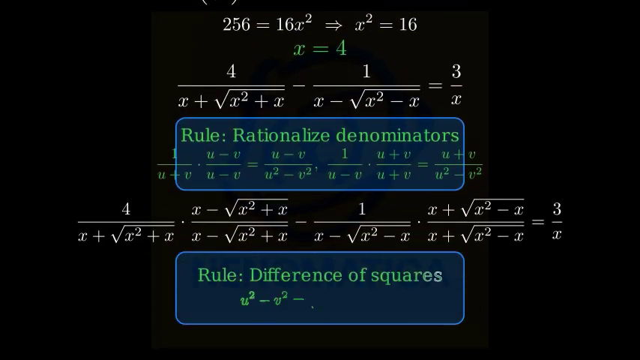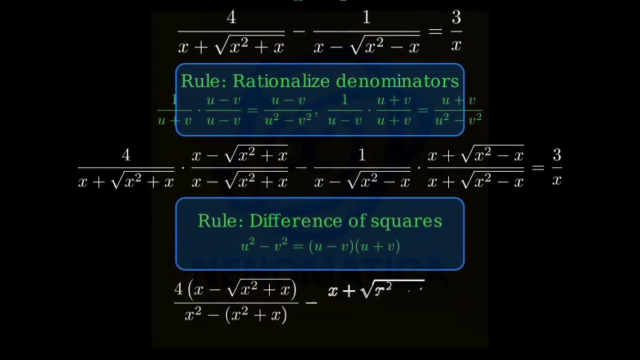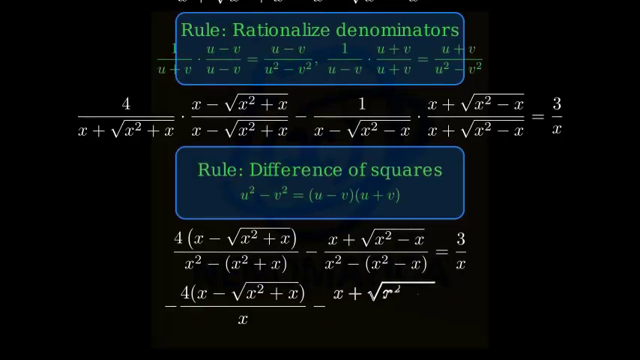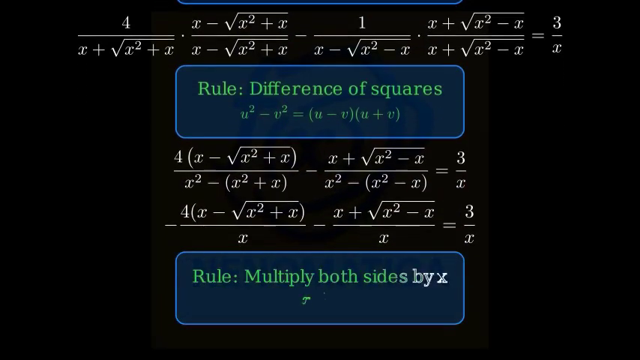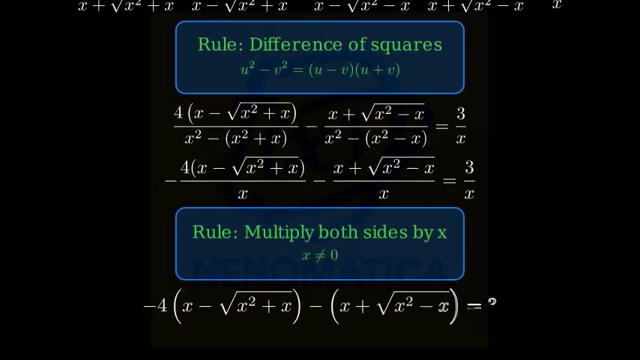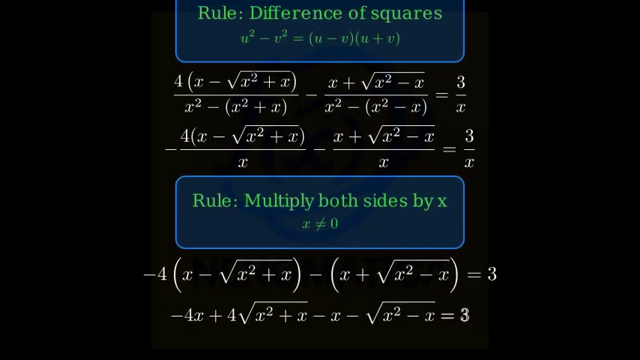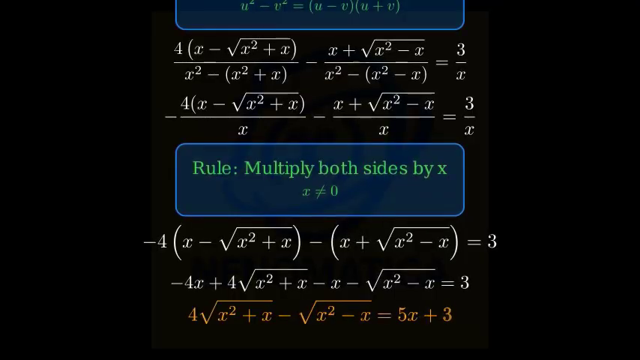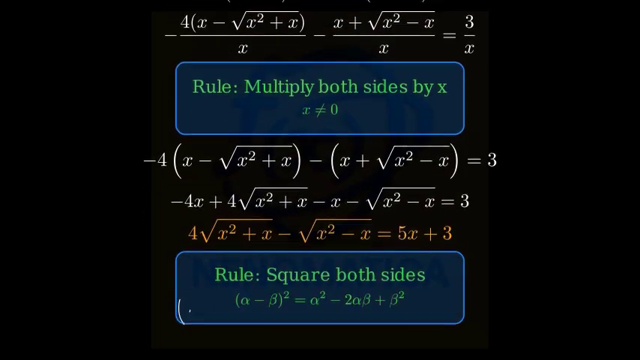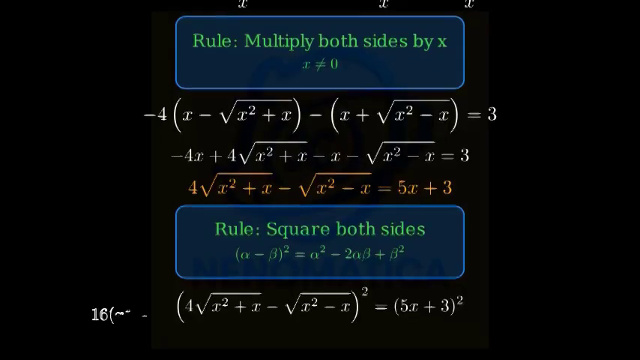That gives negative 4 times x minus the square root of x squared plus x over x, minus x plus the square root of x squared minus x over x equals 3 over x. Multiply both sides by x, remembering x is not 0 because of the original right-hand side. Expand and collect radicals on one side. Now square both sides, expand carefully, and simplify. Bring all terms to one side to match the structure in the worked solution.